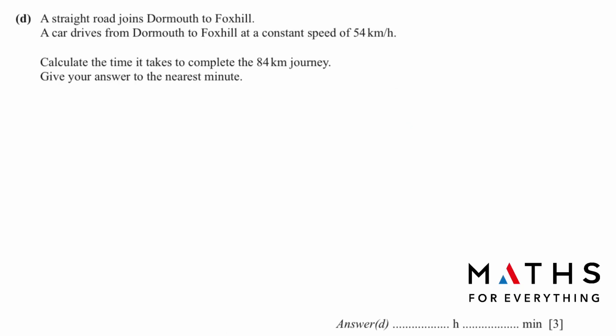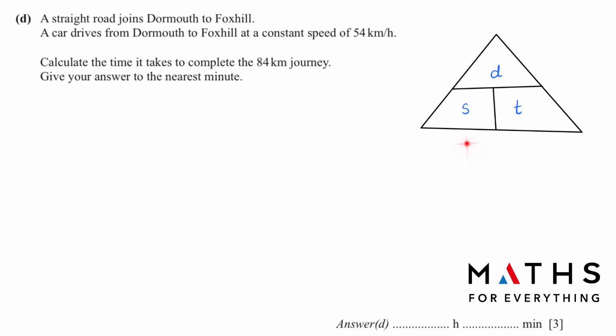The next part of the question. A straight road joins Dormouth to Foxhill. A car drives from Dormouth to Foxhill at a constant speed of 54 kilometers per hour. Calculate the time it takes to complete the 84-kilometer journey. Give your answer to the nearest minute. This is one formula that you need to know. We have the distance and the speed. We need to find the time. So time is equal to distance over speed. Whatever you need to find, cover it up like that. What is remaining? D over S, so distance divided by speed.